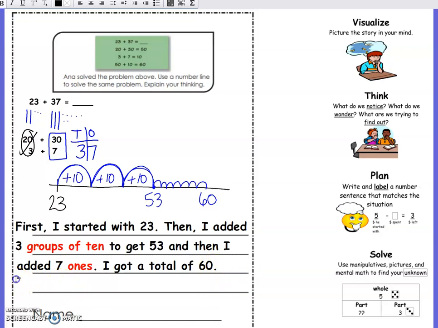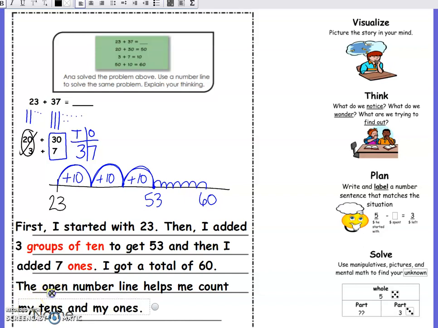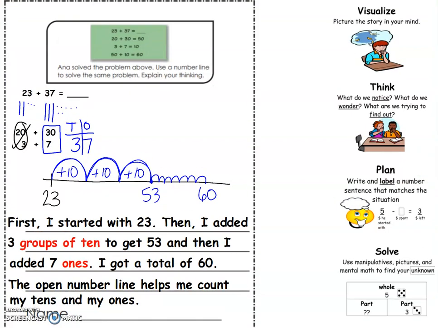If you wanted to kind of add an extra thought, the open number line helps me count my tens and my ones. Okay, that's why we use that number line there. Okay, that's the place value. It helps you organize your thinking. So you know, okay, I can see my hops of 10 and I can see my hops of 1. Okay, and there you go. So this is sort of what we're looking for when you solve your story problems.